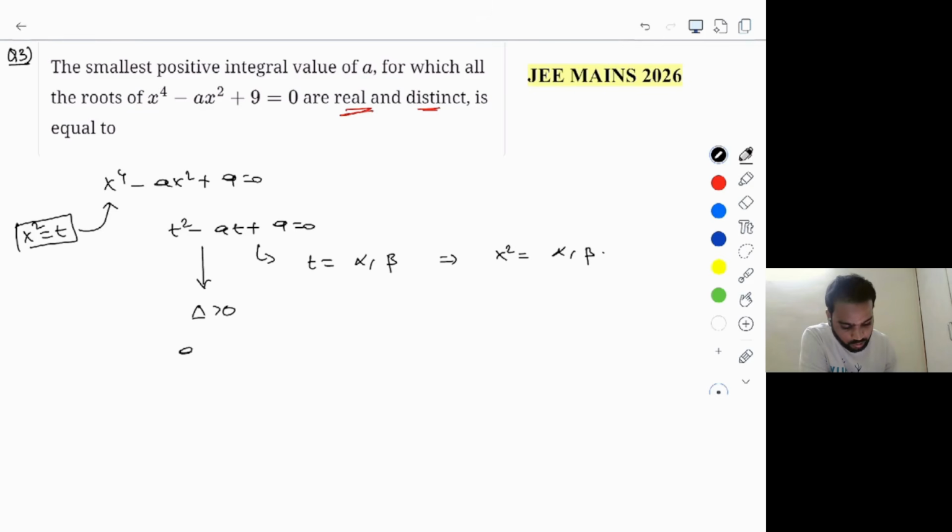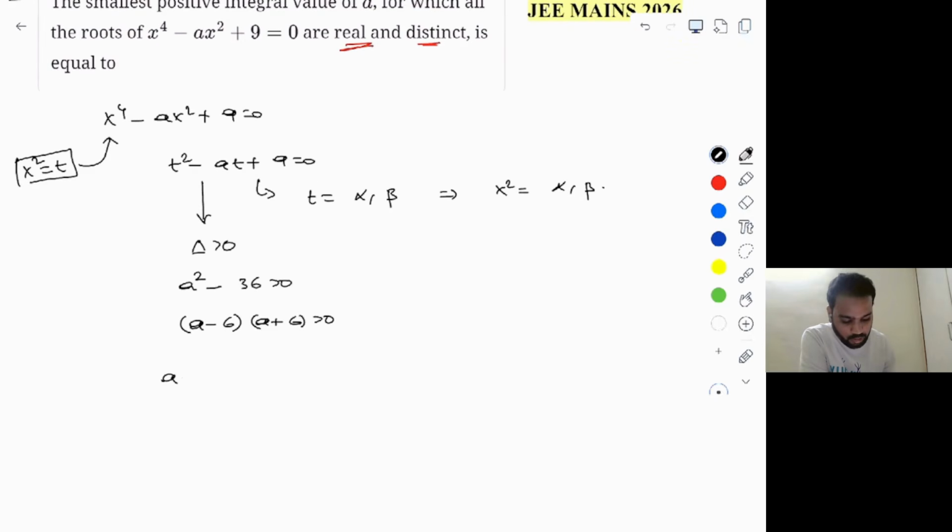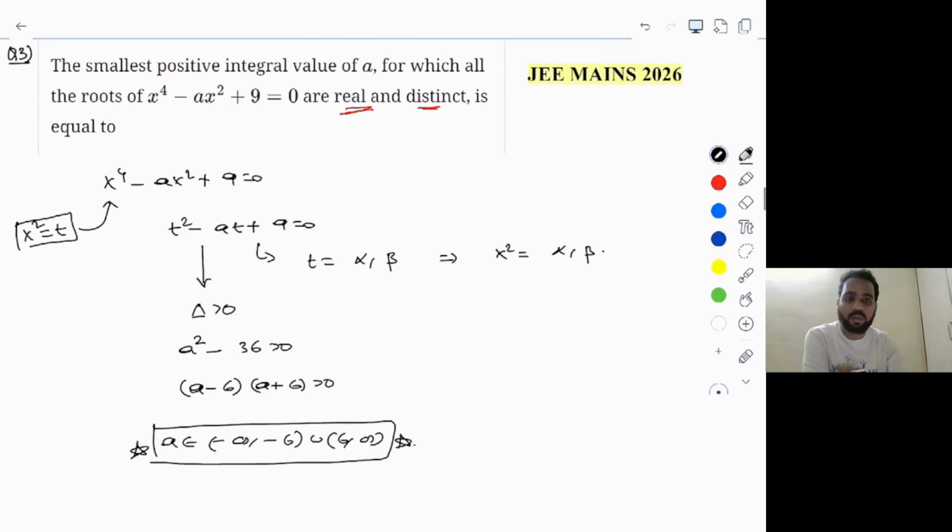So delta greater than zero. If you apply delta greater than zero, what do you get? b^2 - 4ac, which gives you a^2 - 36 greater than zero. And hence you get (a - 6)(a + 6) greater than 0. And you can use the simple wavy curve concept here, right? That you get a belongs to (-infinity, -6) union (6, infinity). So this is the interval of a for which the roots of this equation are real. But this is a condition for the second degree polynomial in terms of t, and this is not the final set of values.